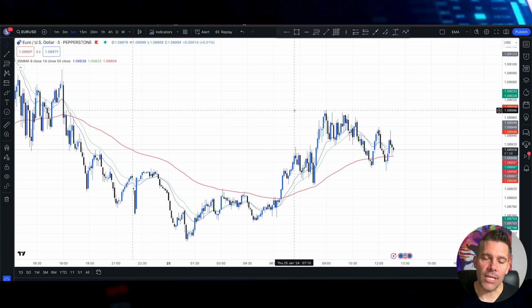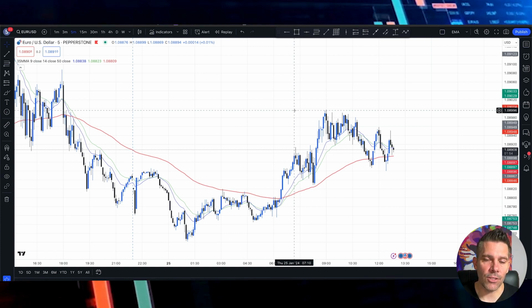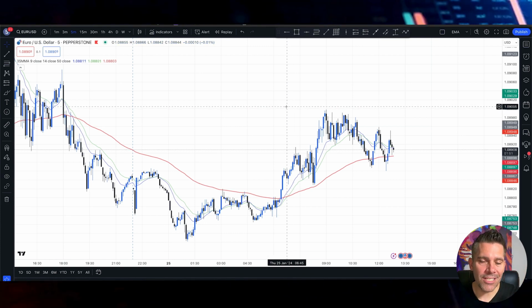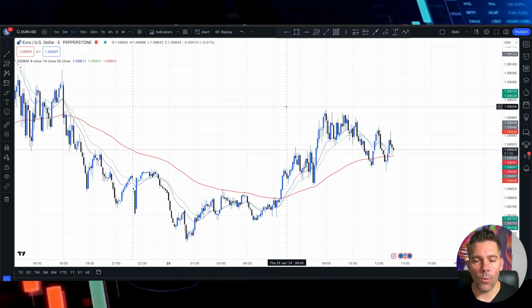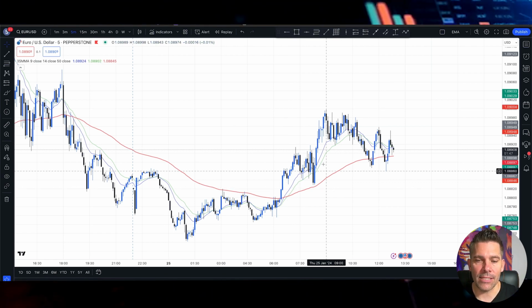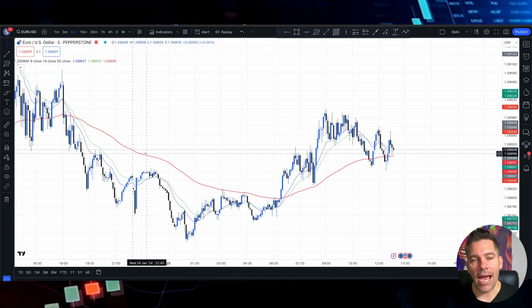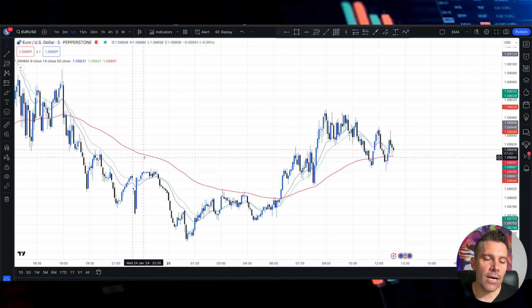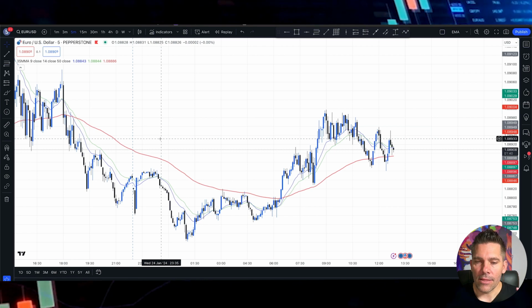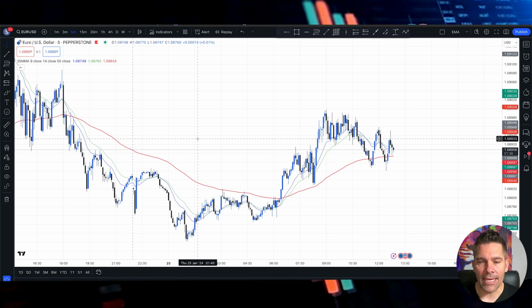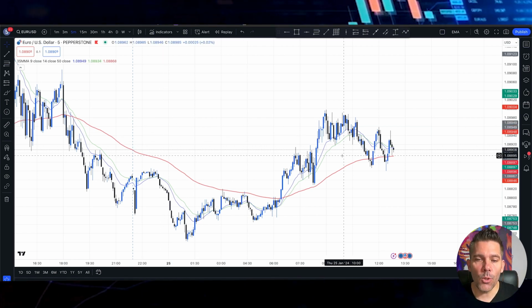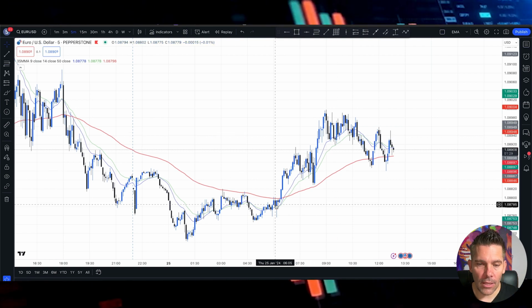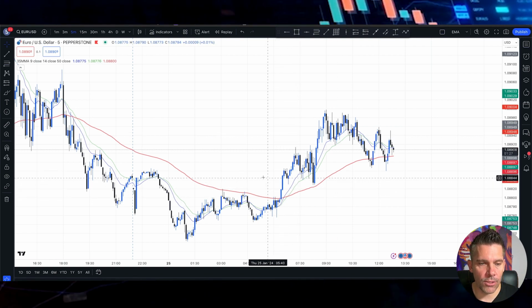But then you've got to be patient for these setups to actually play out. So we now know step number one is you're taking buys if price is above the 50, and you're taking sells if the price is below the 50. Simple. The next rule is you take your entry when the blue and green cross, okay?